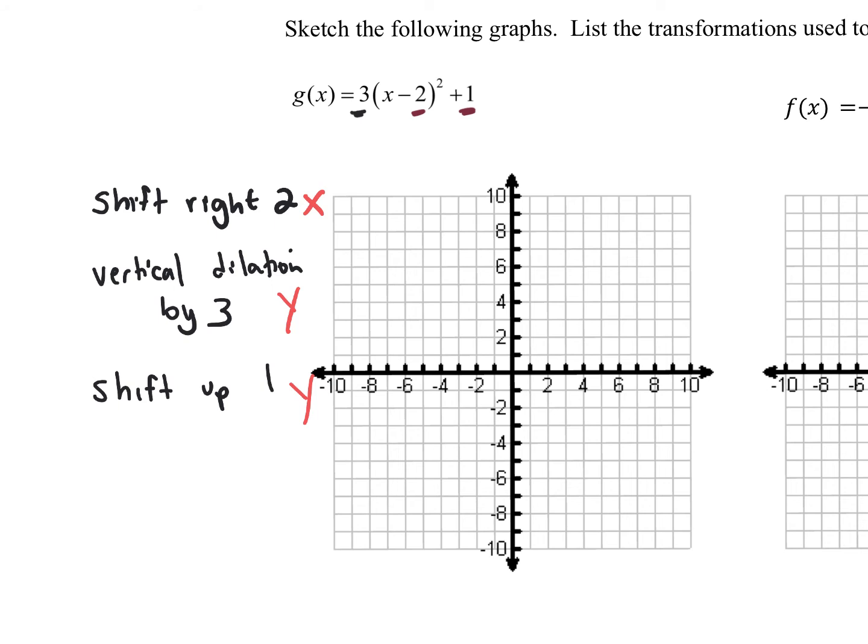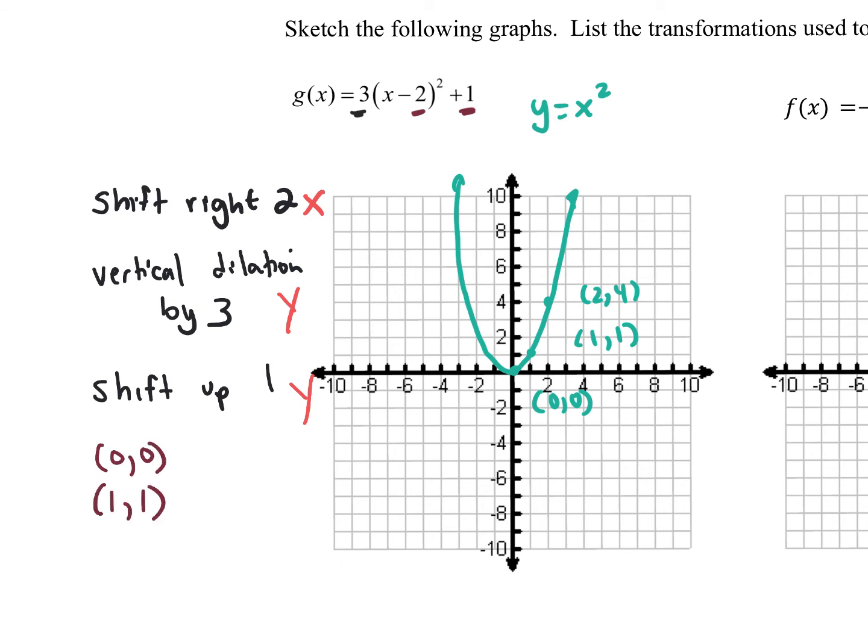Now our base function, our parent function, remember, is just the squaring function. So I'm going to start with that. So I have 0, 0, I have 1, 1, and I have 2, 4. And I know there's 2 halves to this parabola. It'll look something like that. So what I like to do, you can do it any way you want, but when we're doing these multiple transformations, I like to write these points.